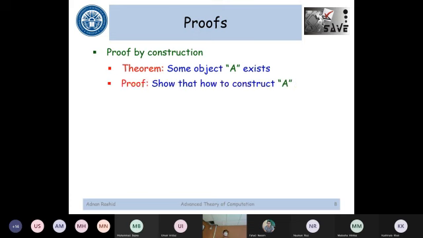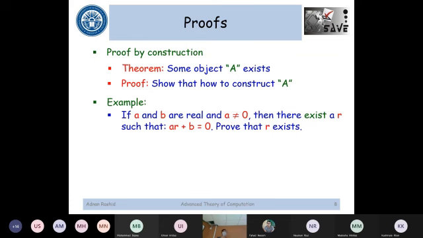Now you have to show in the proof how to construct A. I'll give you an example, and I think things will be more clarified when I explain it. So if A and B are real numbers, this can be 1, 1.5, 2, 3, 4, 5, 6, any number. And A is not equal to 0. This is quite important over here, okay? Then there exists an R such that AR plus B is equal to 0. Now, we are claiming there exists an R that makes this equation AR plus B equal to 0.